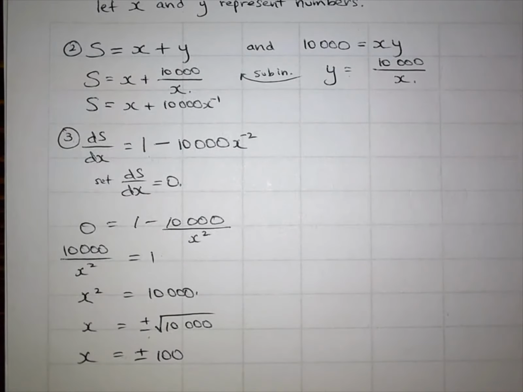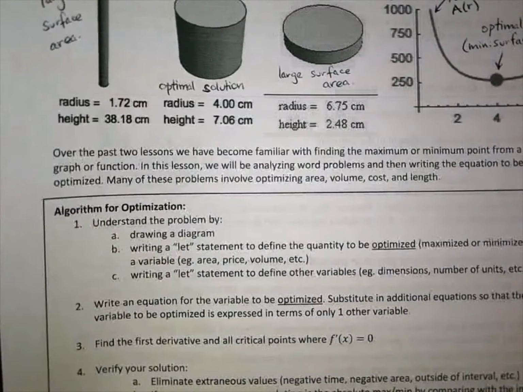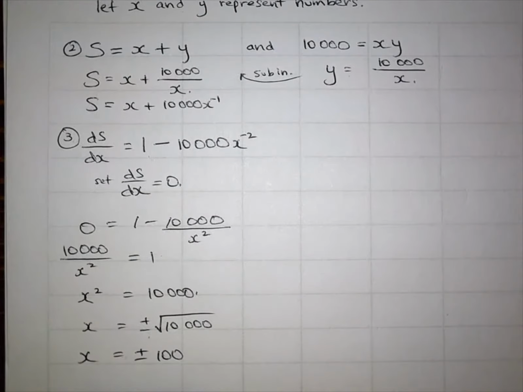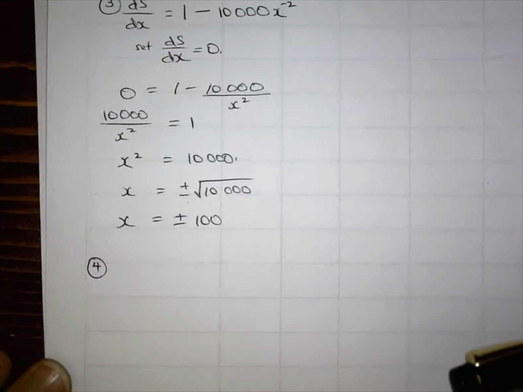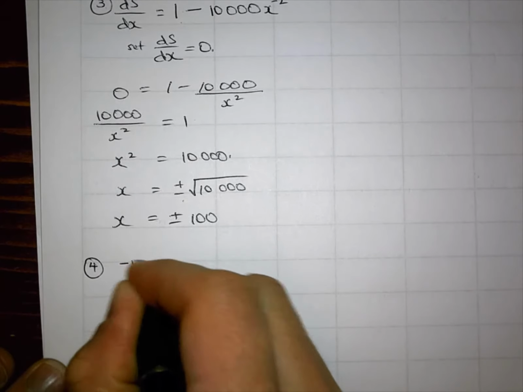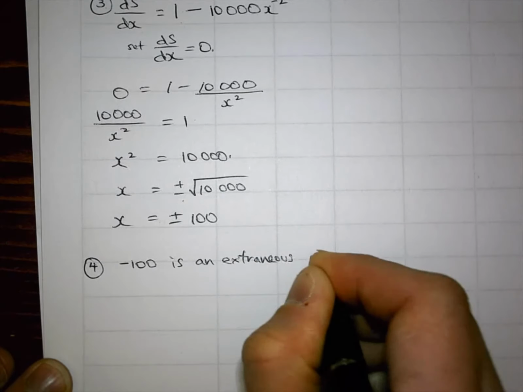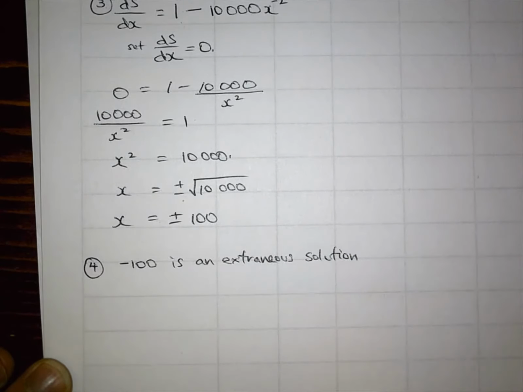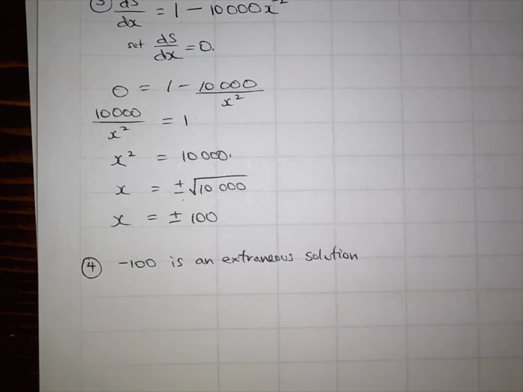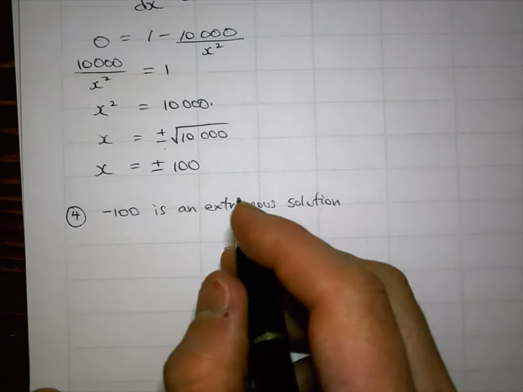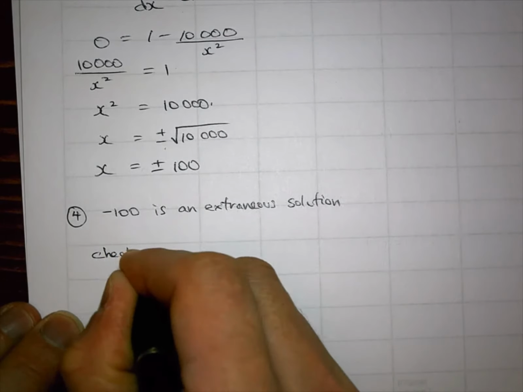Or is it? Well, first of all, I think it said in the question two positive numbers. So here we go, we can validate some of our solutions. Negative 100 is an extraneous solution, right? You can't have a negative positive number. So it looks like it's x equals 100. Do you want to check with the second derivative? We could even check to make sure that x equals 100 is actually the min point.